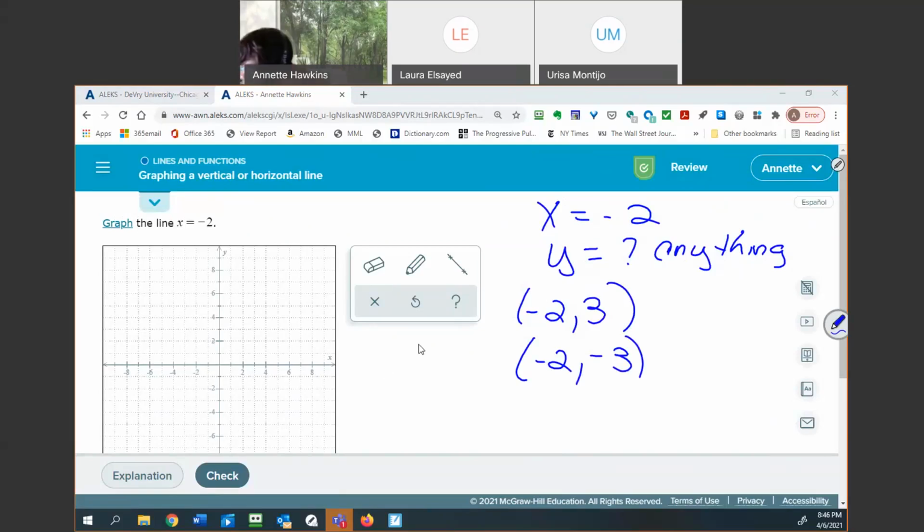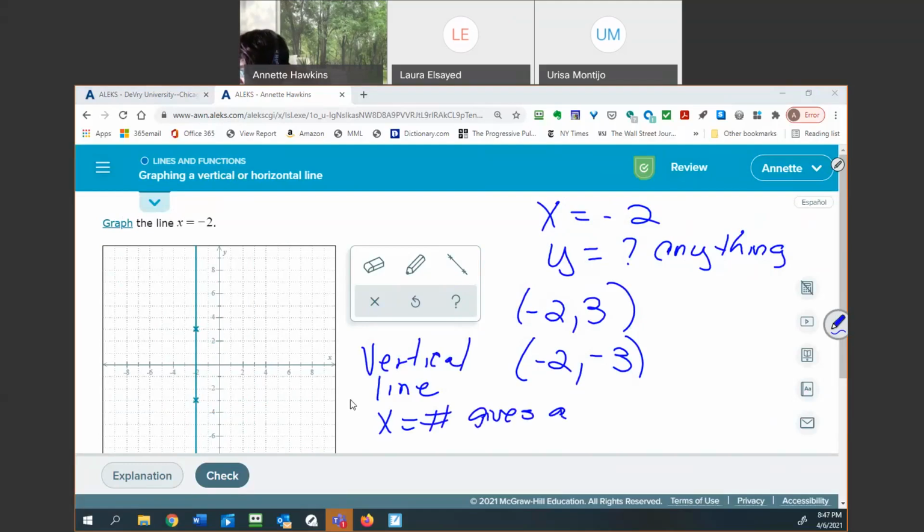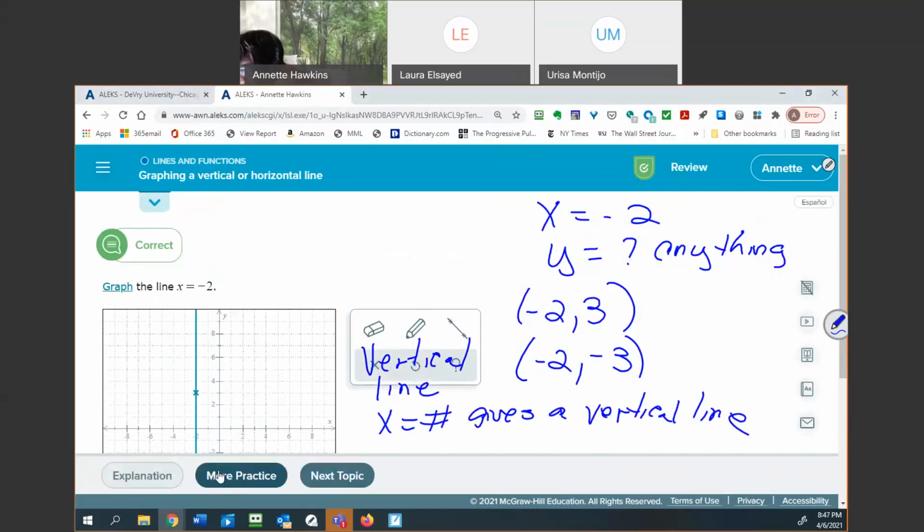All right, grab the graphing line, go to -2 and go up to 3. -2, go down to -3. And what kind of line is this? This is a vertical line. I had to think for a second. So x equals a number gives a vertical line. Let's check it and see if we can get another practice.